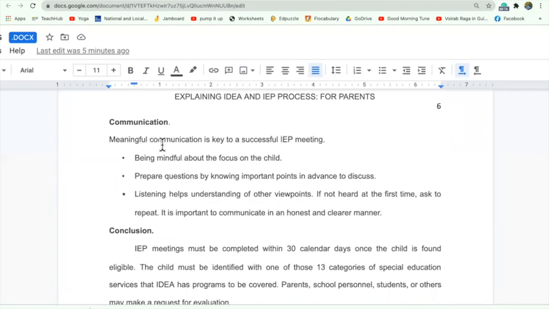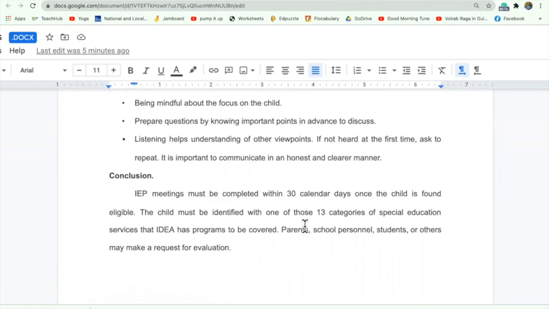Communication. Meaningful communication is key to a successful IEP meeting. Be mindful about the focus on the child. Prepare questions by knowing important points in advance to discuss. Listening helps understanding of other viewpoints. If not heard the first time, ask to repeat. It's important to communicate in an honest and clear manner.